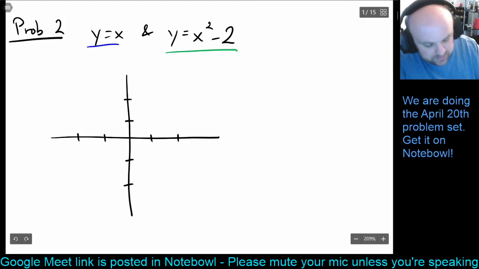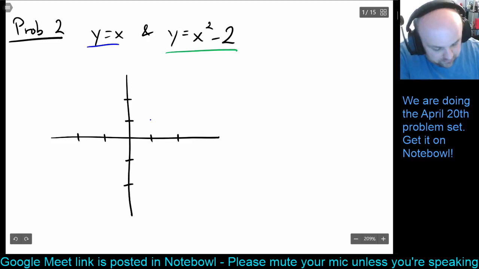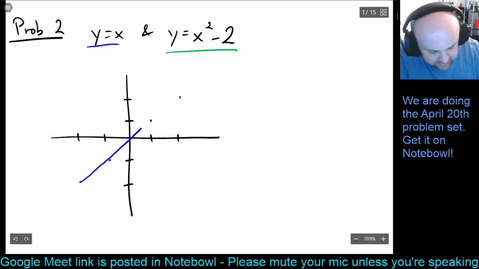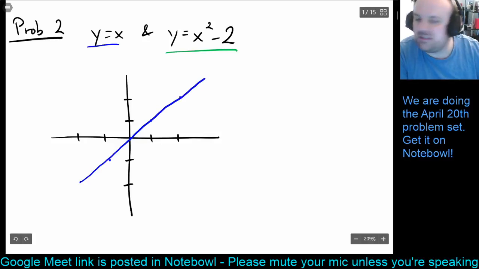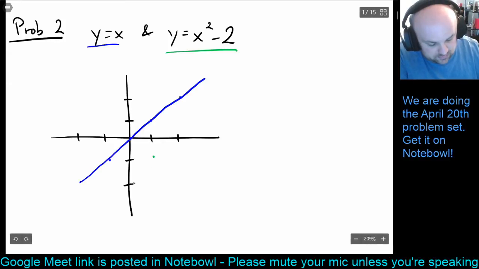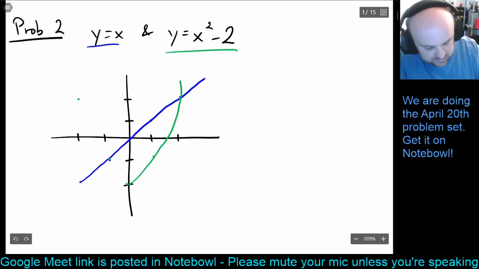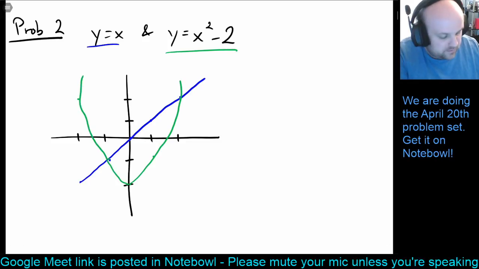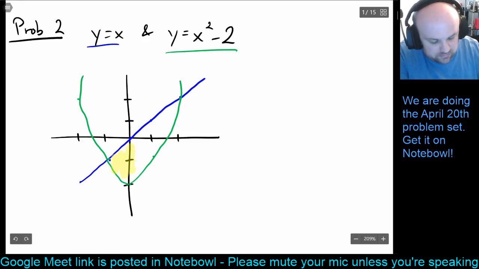All right, so the blue curve is our usual diagonal line. No big deal at all. Here, this is a parabola, the standard parabola shifted down 2 units. So that'll look something like this. Close enough. All right, so we're finding the area in here.